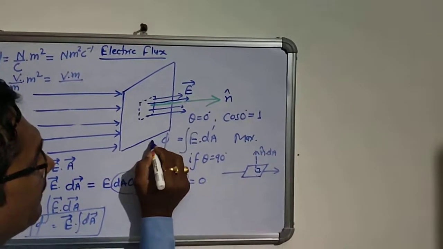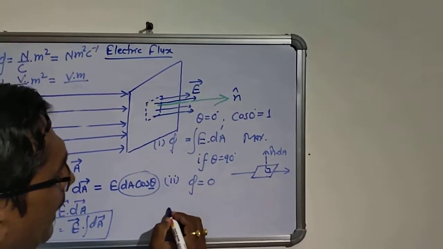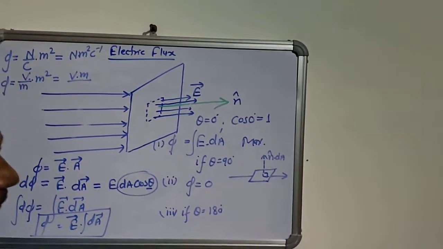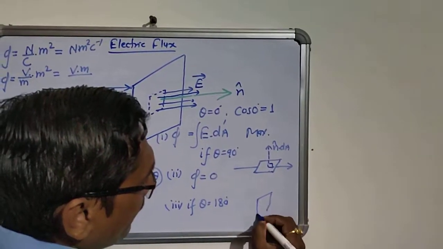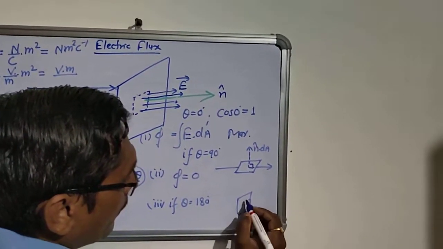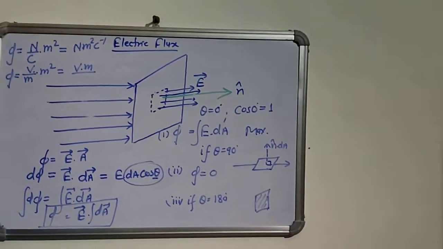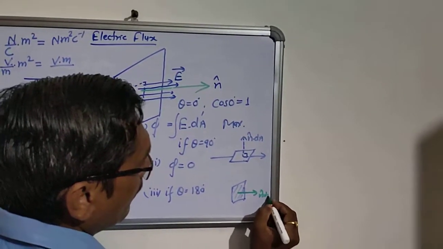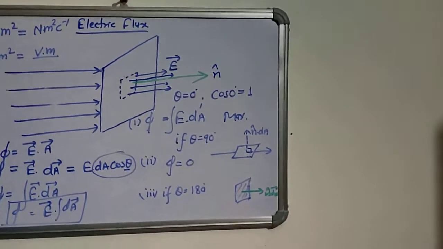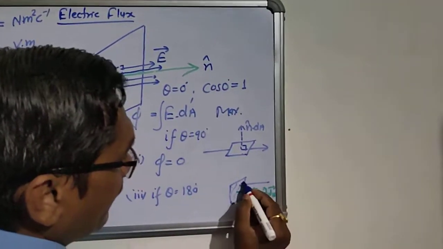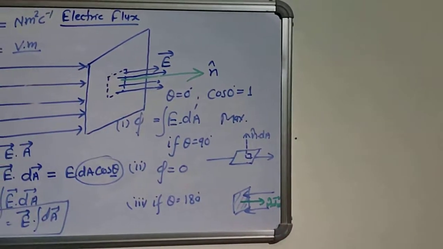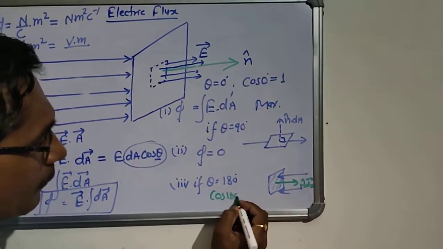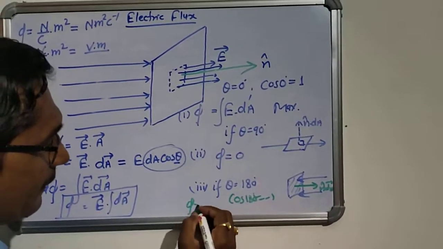And this is case number 1, case number 2, and case number 3. If theta equals 180 degree, it means this is the surface, the normal of this surface is acting in this direction, and electric field lines are passing in this direction. In this case theta is 180 degree, therefore cos 180 degree equals -1, so in this case flux is negative.